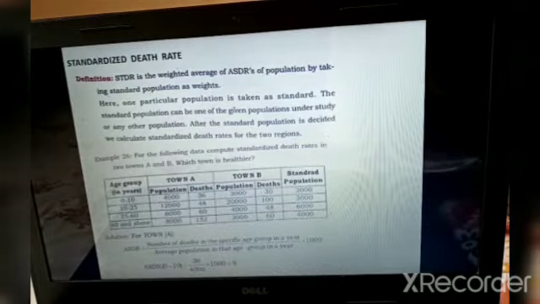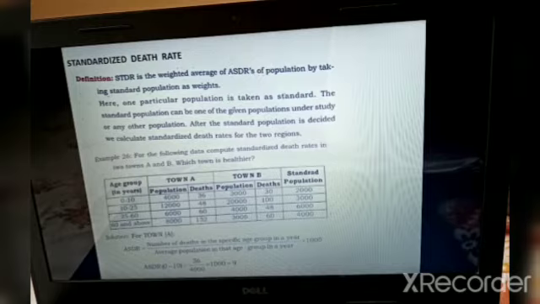The next measurement of mortality is standardized death rate. The crude death rate cannot be used for comparing death rates of two or more populations because the two populations may have different compositions as regards age and sex. Age-specific death rates, though they consider age composition, cannot be used for comparing death rates of two or more populations as they are not represented by a single figure. Hence, standardized death rate is used for comparing death rates of two populations.